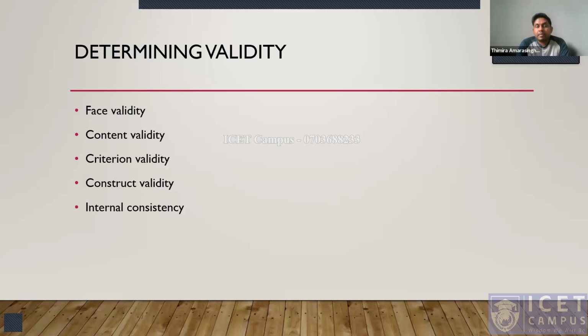Some validities can be easily conducted. For example, face validity is very easy to establish, and content validity is somewhat easy to establish. So these things can be done easily. At least some kind of validation needs to be done if your research is to be considered acceptable.